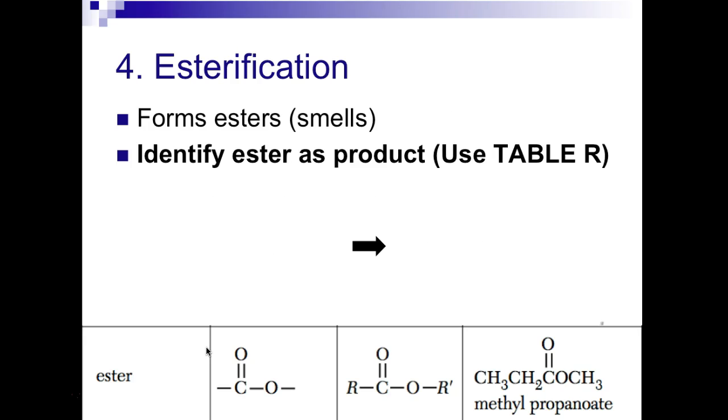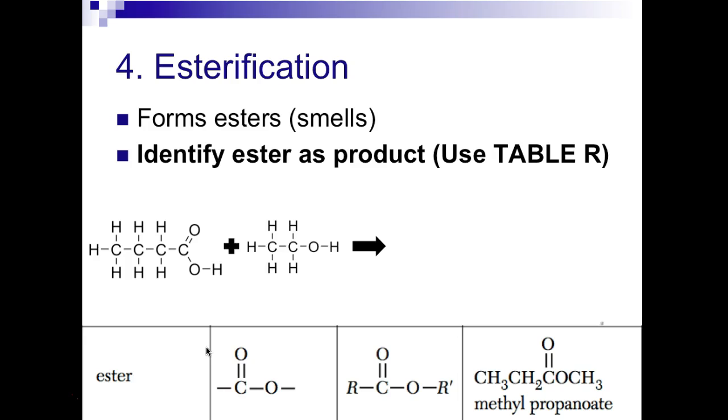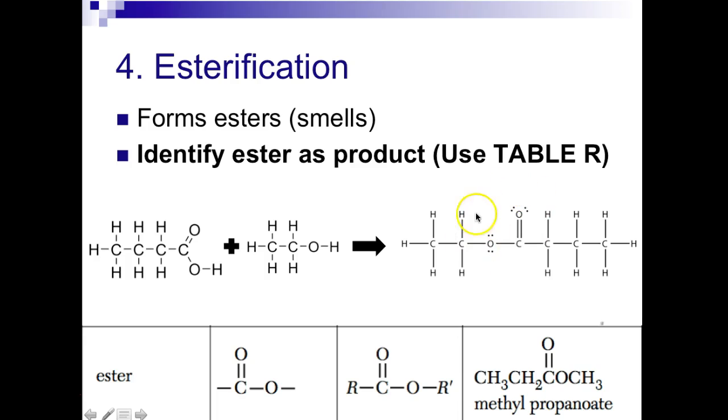Esterification. You identify the ester as a product. We have to use Table R to do that. So if we're looking at this, that's a carboxylic acid. We're going to add an alcohol to it, and we're going to make an ester. Remember, this is the group for an ester. So here's our ester group right here that identifies it. So these two things got added together.